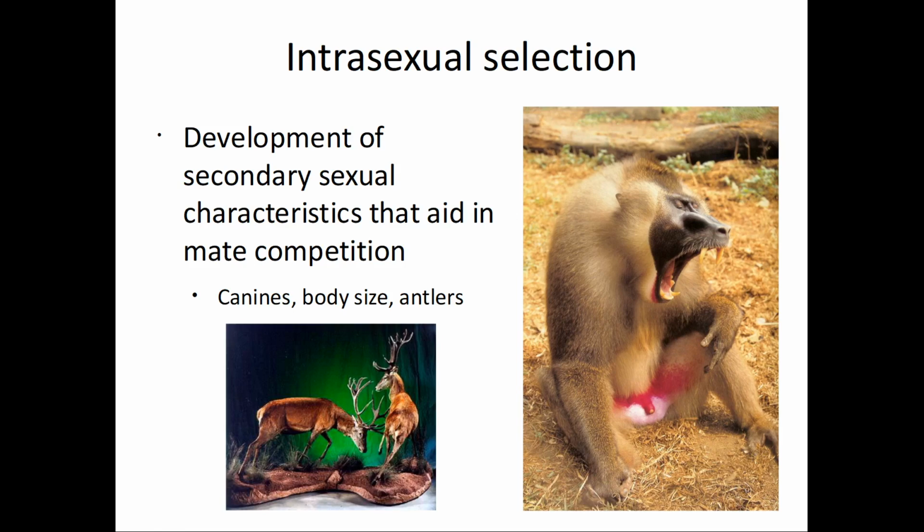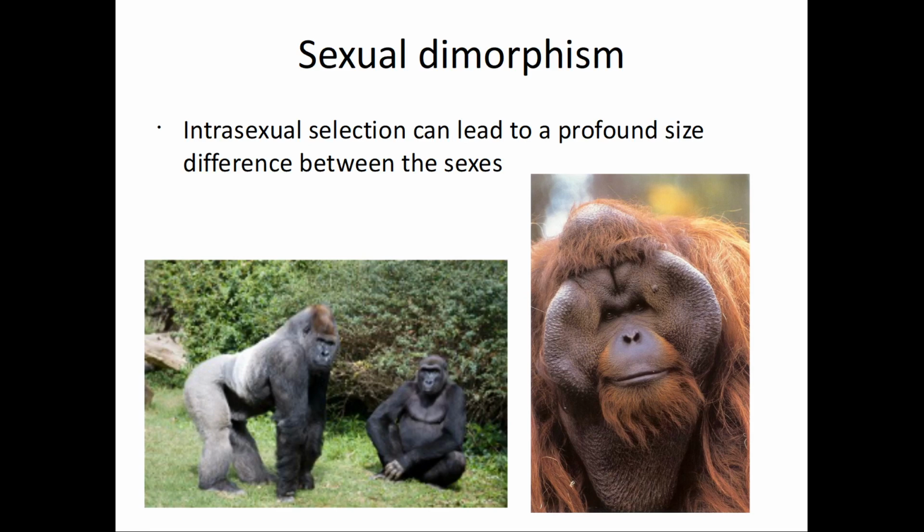So development of secondary sexual characteristics that aid in mate competition. So canines, body size, antlers, plumage. And this leads to sexual dimorphism, so a change in the way that the different sexes look in a single species. A good example of this is, we got a picture of gorillas here, that the male and female look very different. Peacocks, if you've ever seen a peacock versus a peahen, they don't even look like they're the same species. They're very different.